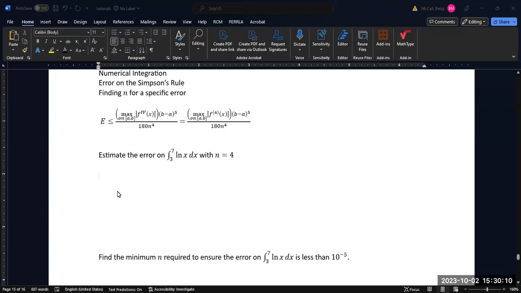All right, so in this video, we're going to look at how to estimate the error or calculate the number of n that we need for a particular error using Simpson's rule. Now, the formula for Simpson's rule is going to be very similar to the one for the trapezoidal rule, except that we're using the fourth derivative for the function.